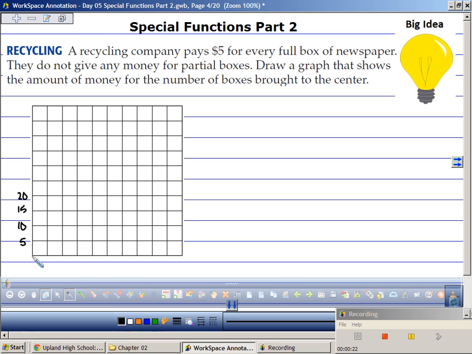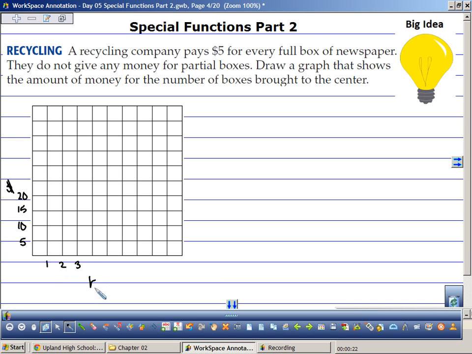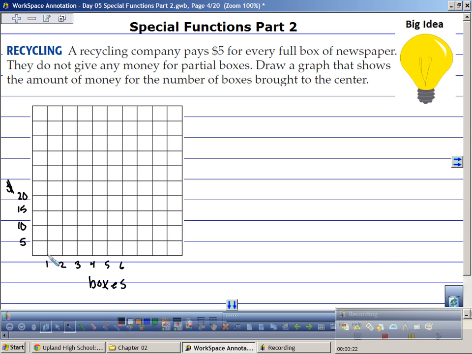All right. So do I get any money if I have half a box? No. That's right here. 1 box, 2 boxes, 3 boxes. So this is my dollar amount, and these are my boxes. 4, 5, 6. All right. But when I get a whole box, here you go. If I have a whole box, how much do I make off of that? You make $5. I make $5.